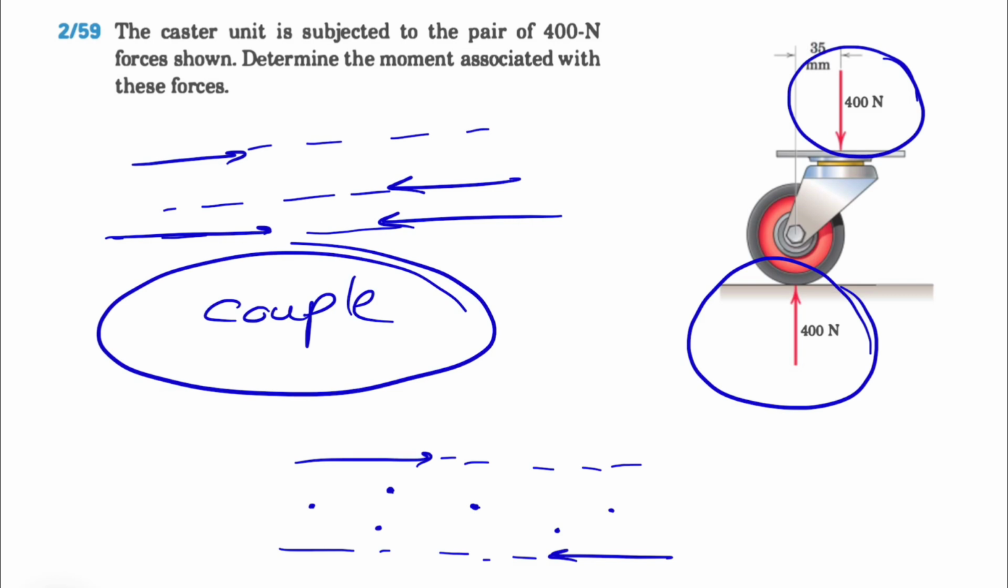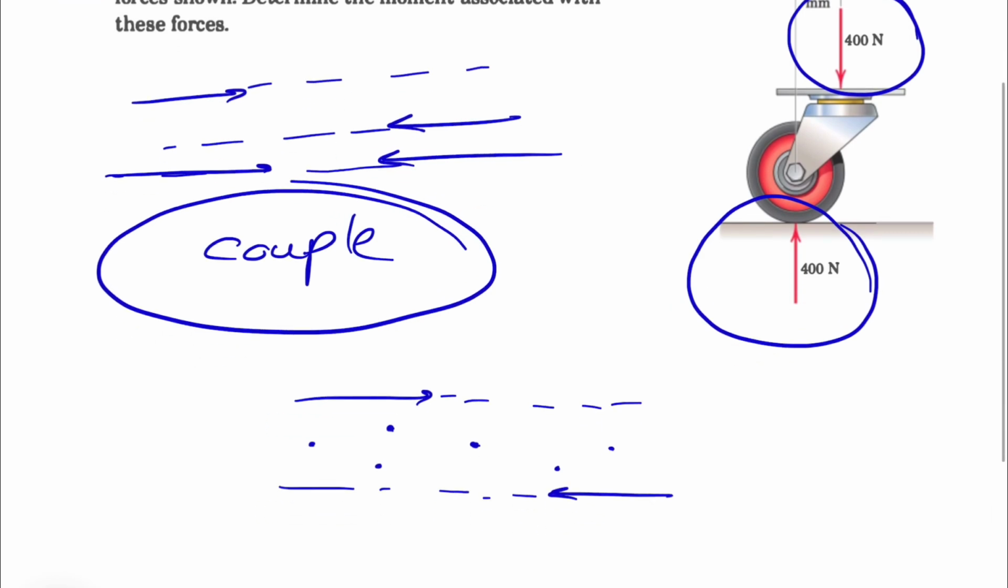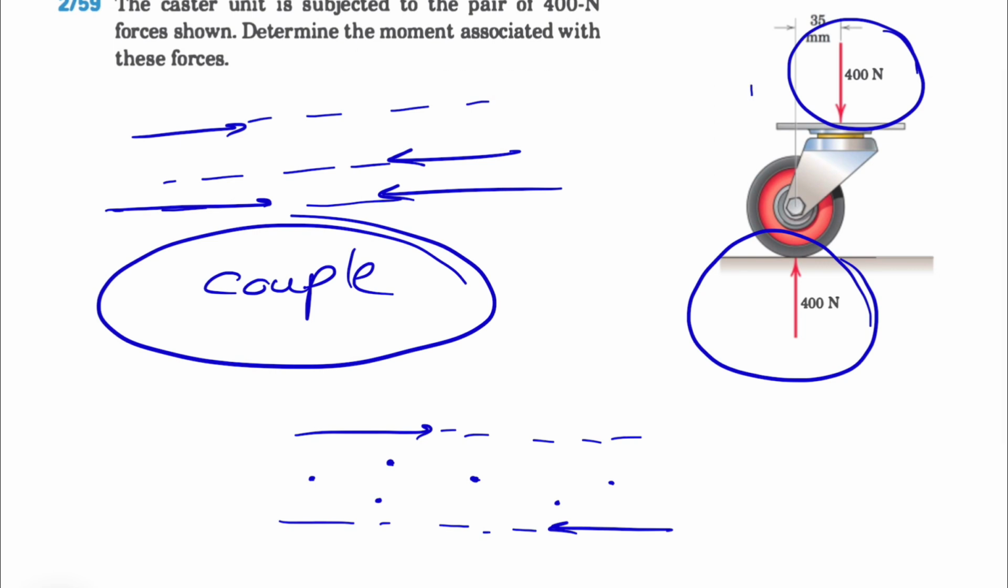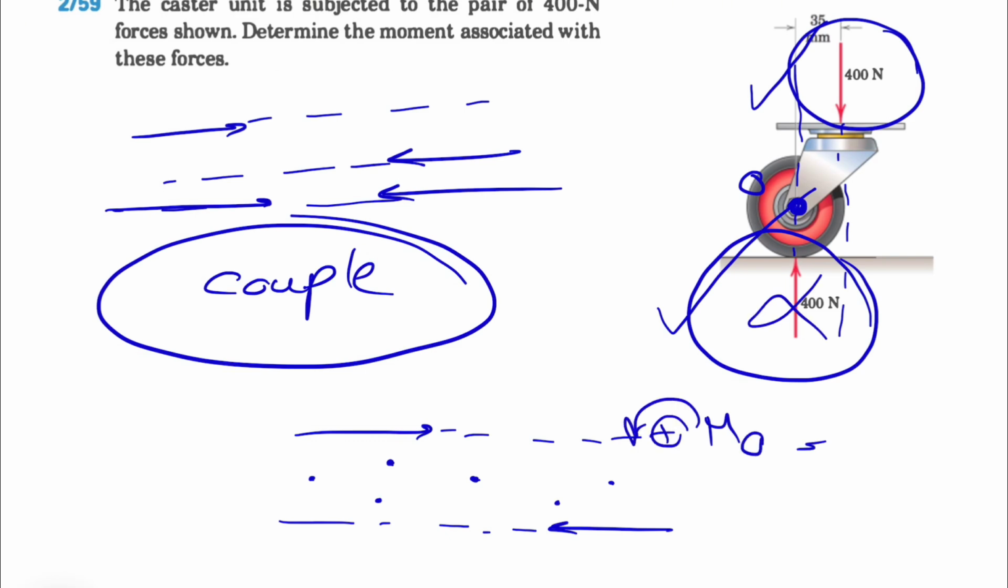So this question is asking for finding the moment associated with these two forces. We already know that these two forces have the three characteristics that we have for a couple. So the rest of this is pretty easy. We can pick basically any point between these two. Probably going with the center of this caster would be the easiest way. We can call it O, and if we want to find the moment about O, counterclockwise positive, this one will be cancelled out since it passes through the point O, and we only have the moment of the 400 Newton force, and as we can see it's clockwise, so negative 400 times the distance.